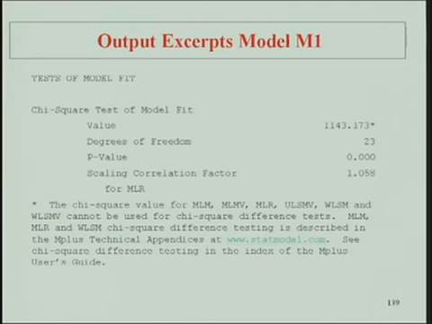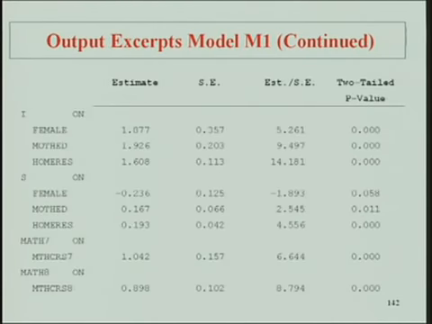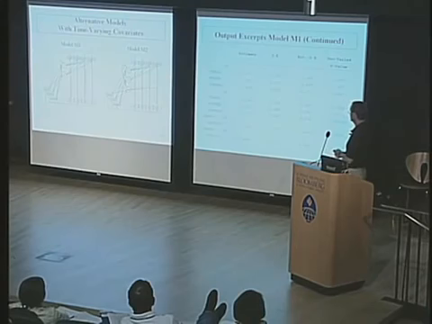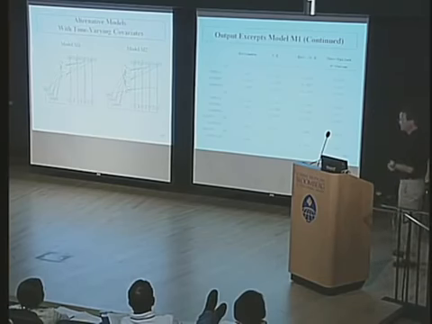On slide 139. CFI and TLI leave something to be desired here. And so does chi-square, but let's put that aside for now. Let's go to slide 142. And then at the bottom here is where it starts getting interesting. Math 7 or math courses 7. Positive slope. It pays to take math courses. And there's a significant positive influence is what it says there.